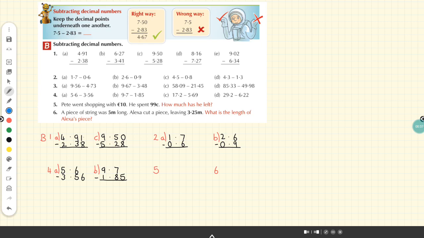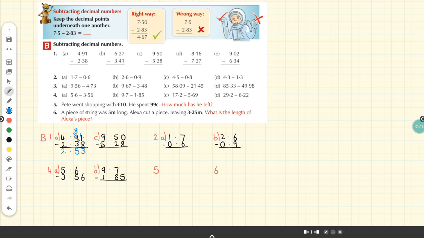So 1 take away 8, we cannot do. So we need to go next door and rename 9 tenths as 8. And then we rename that 1 tenth then as 10 100ths. So now we have 11 take away 8 equals 3. 8 take away 3 equals 5. And I'm sure the decimal point is always underneath each other. And then 4 take away 2, which equals 2.